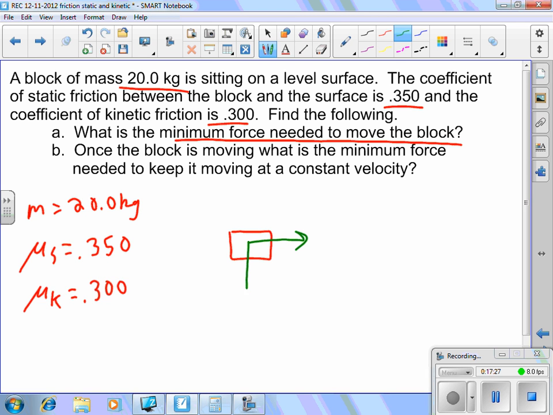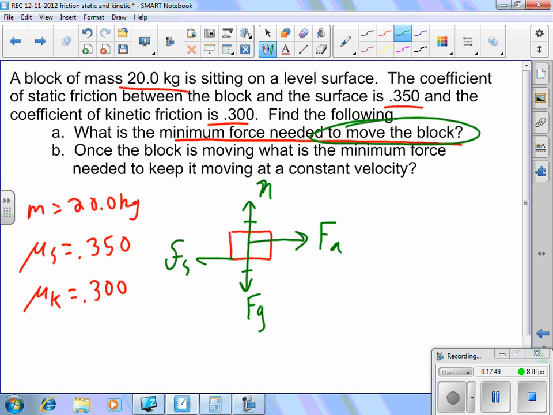I know I've got a block on a solid surface that's level, so probably a force of gravity that's equal and oppositely opposed by some normal force. There's some friction working on it. To move the block, how much do I need to move it? Well, it must not be moving yet. And if it's not moving yet, then I'm trying to break static friction.